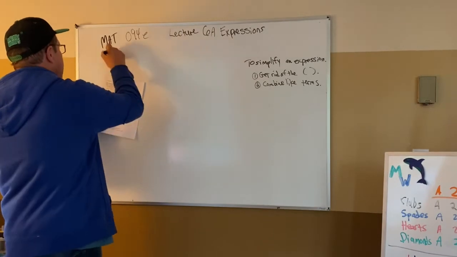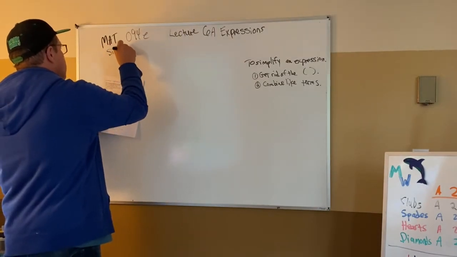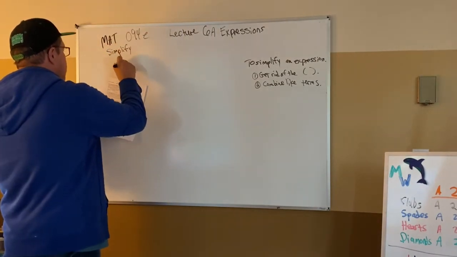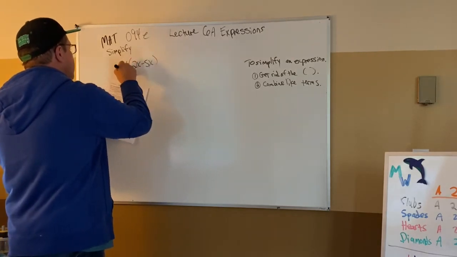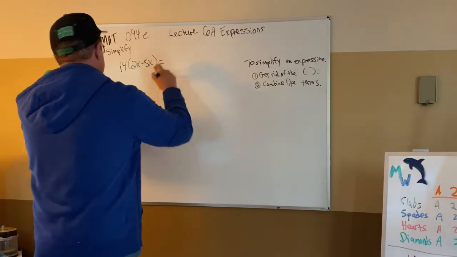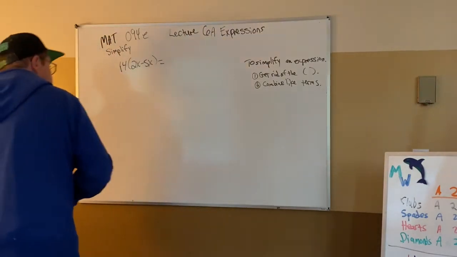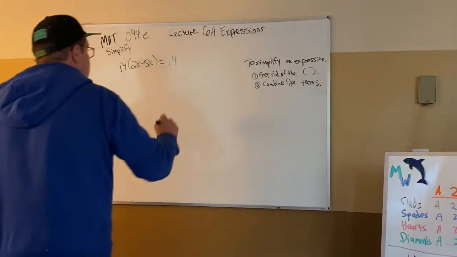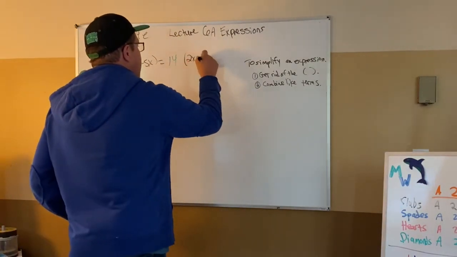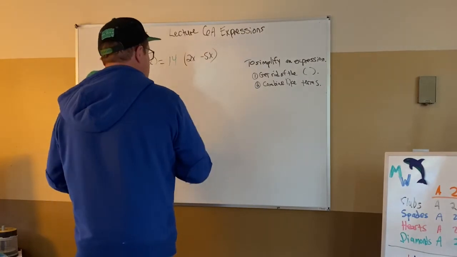So let's simplify these expressions. One would be 14 times 2x minus 5x. Now we have some things we're supposed to do, right? 14 will be green, just so you can see it. And I've got my 2x and my dash 5x, and I've got my plus sign.